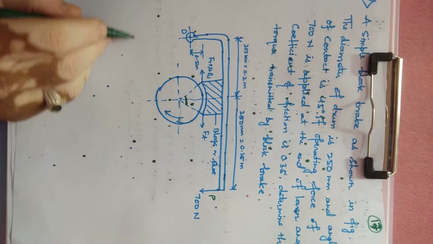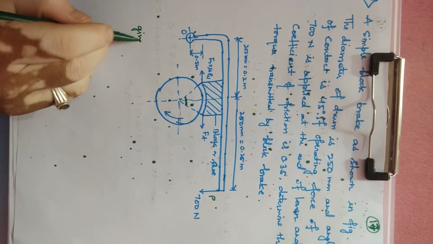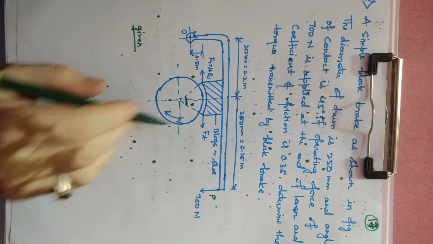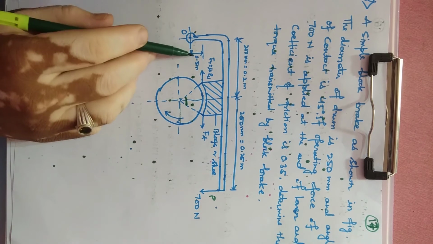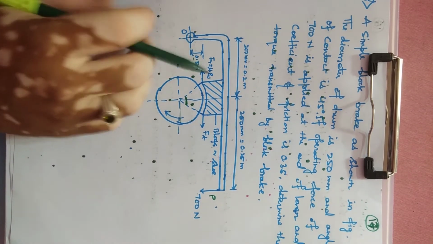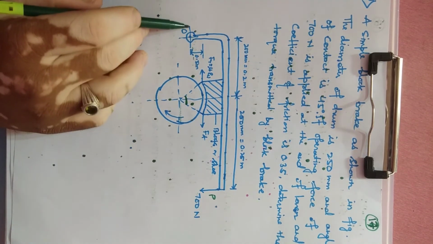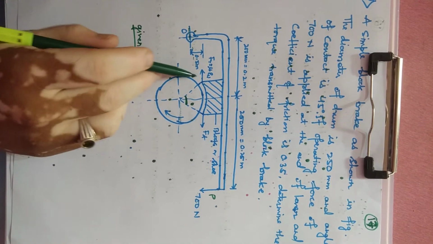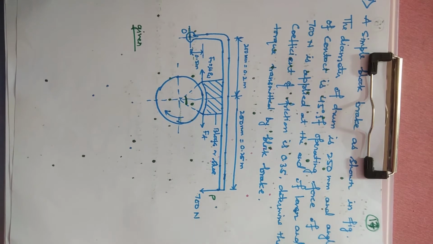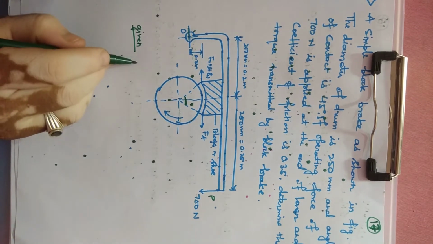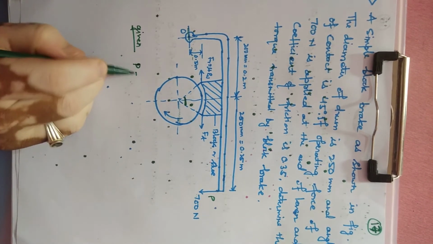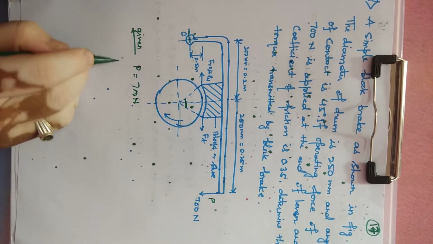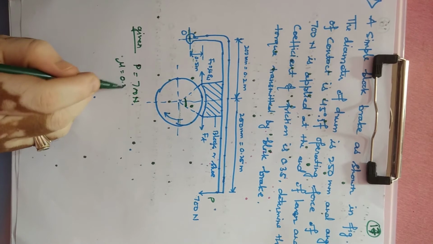Okay, now the given data. So this is our system. This is Ft, and this is in clockwise direction. The fulcrum will be at a distance of 0.5 meter, and the Ft will be above the fulcrum. Okay, so now the given data is P equal to 700 Newton, it's already given. Mu is equal to 0.35.